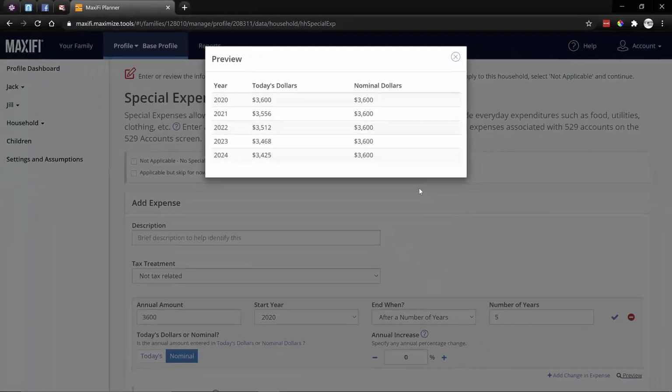Sometimes a user will ask why we don't show our reports in nominal dollars. Say you had a living standard, an even living standard, discretionary spending of $75,000 per year.